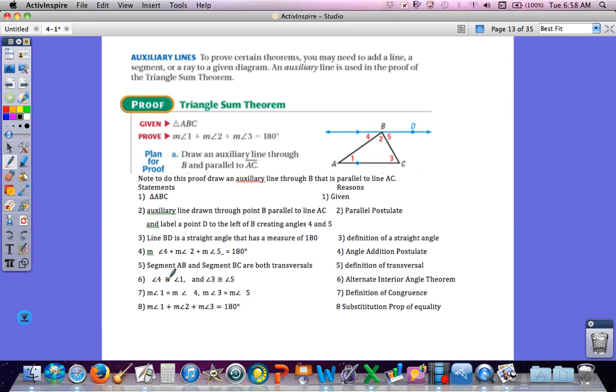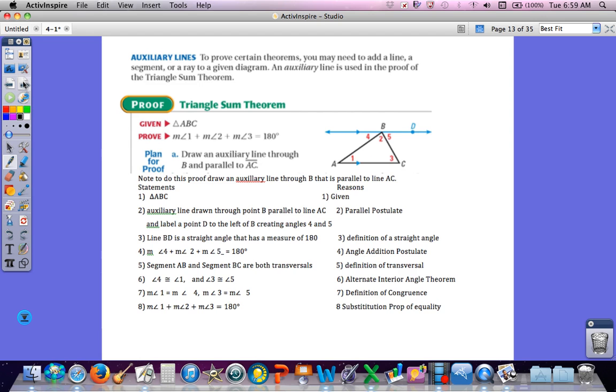So, since angle 4 is congruent to angle 1, the measure of angle 1 is equal to the measure of angle 4, because that's the definition of congruence. If they're congruent, the measure is equal. And the measure of angle 3 is congruent to the measure of angle 5. Then we can substitute in the 1 for the 4 we had up here and the 3 for the angle 5 we had up here and get the substitution property of equality, which shows the measure of angle 1 plus the measure of angle 2 plus the measure of angle 3 is 180 degrees.